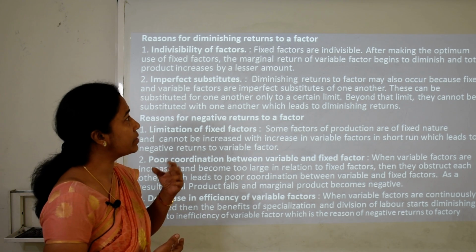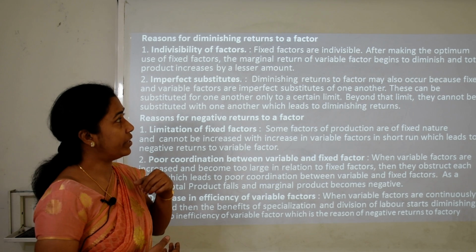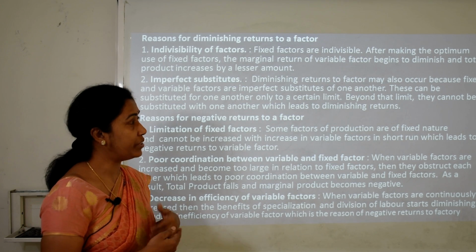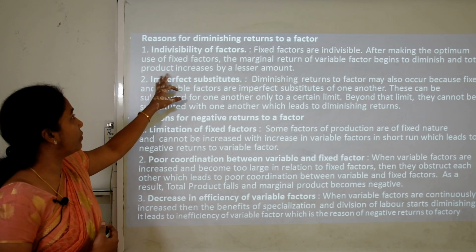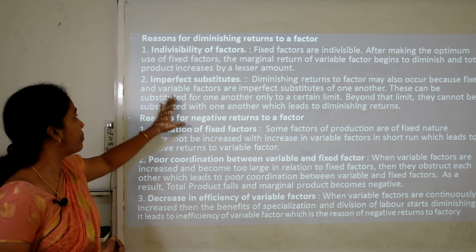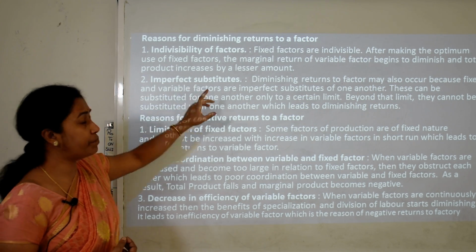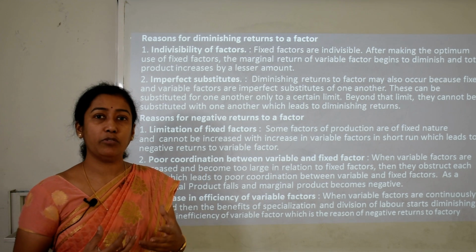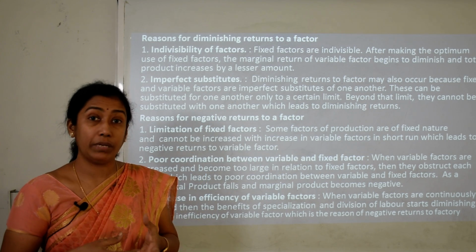Then what will happen is the marginal returns of the variable factor, or marginal product, is going to diminish, and total product will increase, but at a diminishing rate or lesser amount. Second reason is imperfect substitutes. Now substitutes means those goods which are of similar nature.